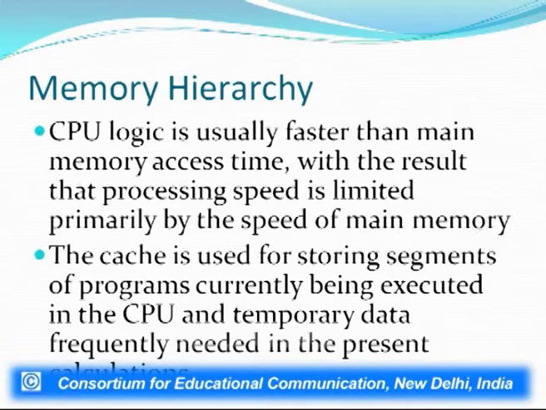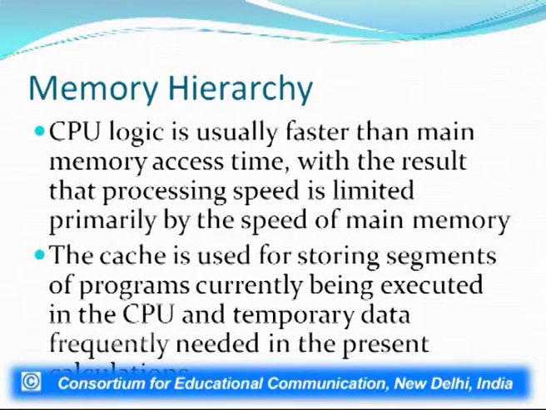Here again, the CPU logic is usually faster than the main memory access time, with the result the processing speed is limited primarily by the speed of main memory. The cache is used for storing segments of programs currently being executed in the CPU and temporary data frequently needed in the present calculations.